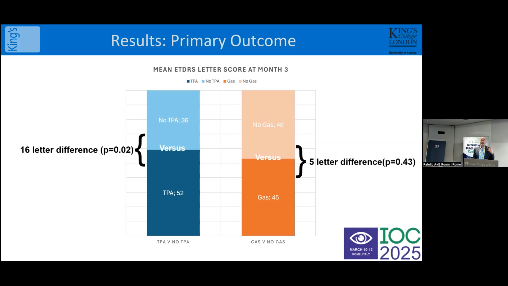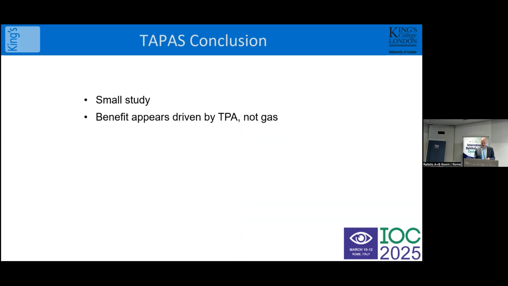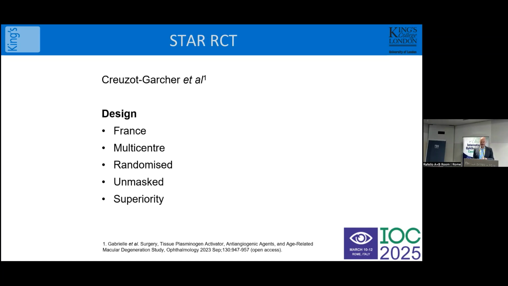So I think as you use it for stroke, for heart attack, I think the TPA is somehow having a really positive effect. You don't necessarily need to have the gas. I mean, we can't say that from this data. We can't say the gas isn't useful, but it seems that you can get a benefit just from the TPA on its own. So important caveats, it's a small study, but it does suggest that it's possible that the benefit's being driven by TPA and not by gas.